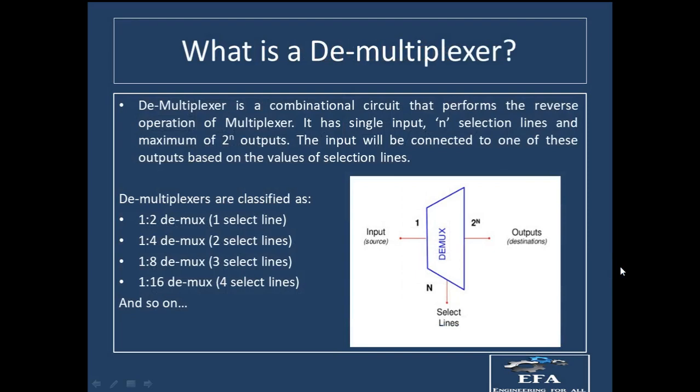In a similar fashion, like we have done for the 2 is to 1 multiplexer and 4 is to 1 multiplexer, we can again draw the circuit diagram for the 8 is to 1 multiplexer also, and the 16 is to 1 multiplexer, and so on. After that, let us move on to the next part.